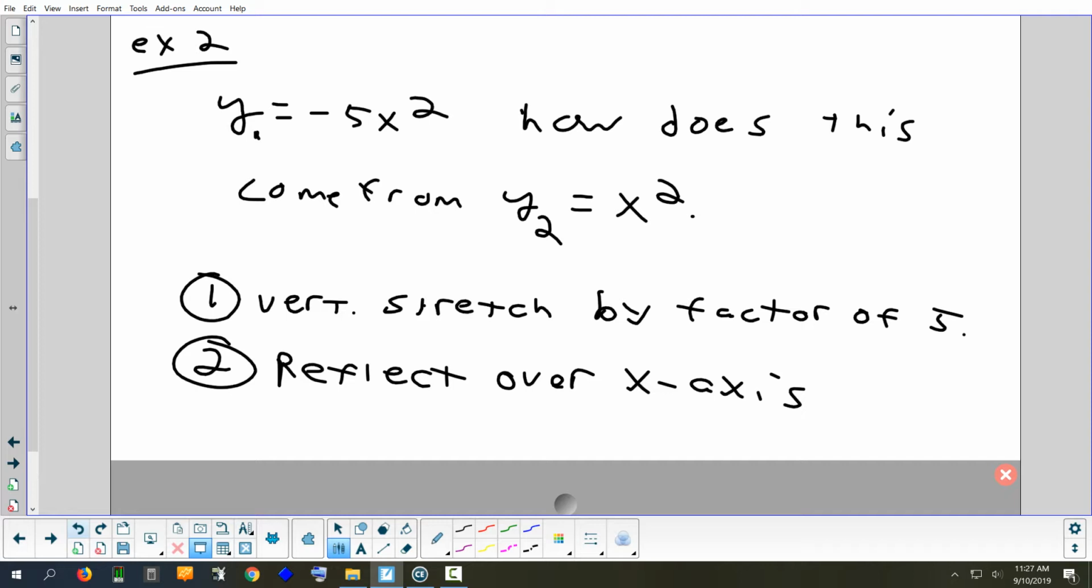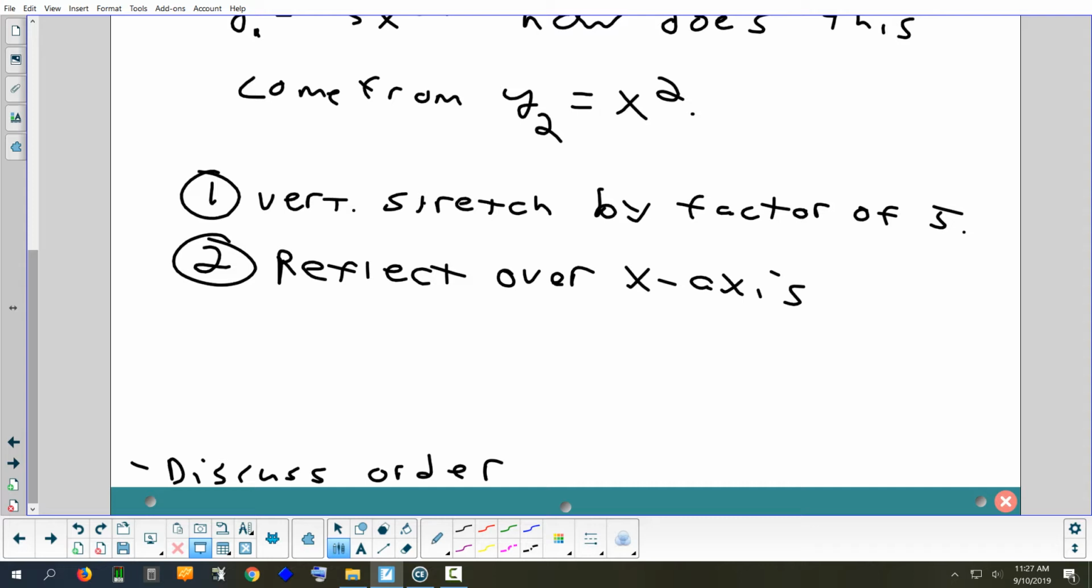Now, sometimes, depending on the transformations, it's like PEMDAS. The order you do it in does make a difference. Like if you shift and stretch, or stretch and shift, that can be different results. So we have to follow a certain order, and I'll show you that when we get there. So discuss order.